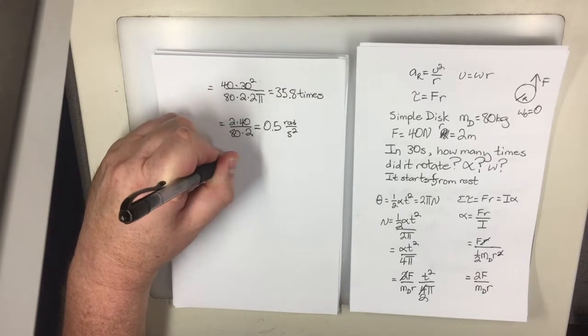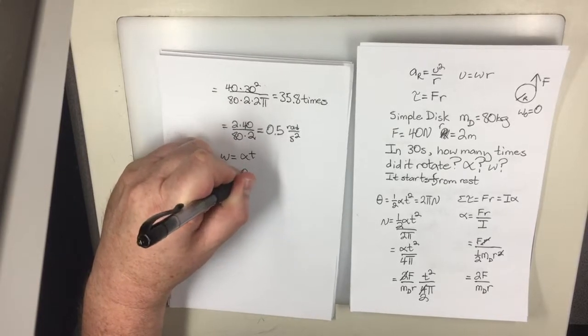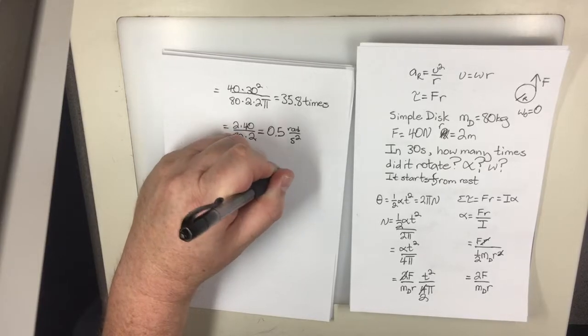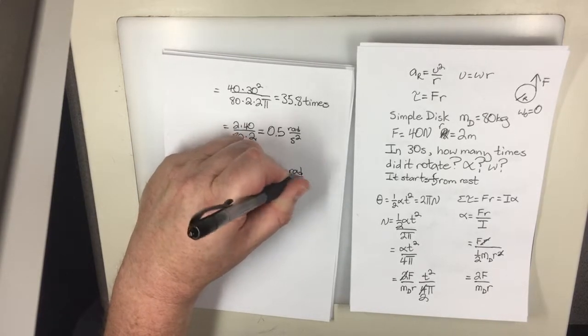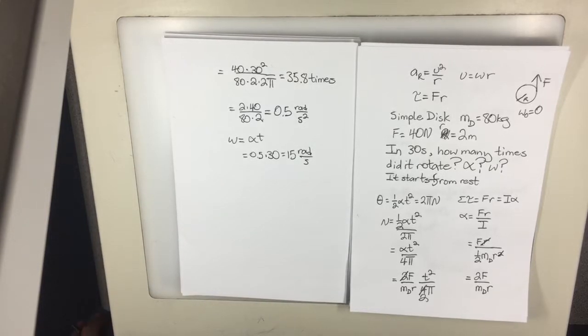Its final omega, alpha t, 0.5 times 30, or 15 radians per second. And so that gives you the final angular velocity of this thing.